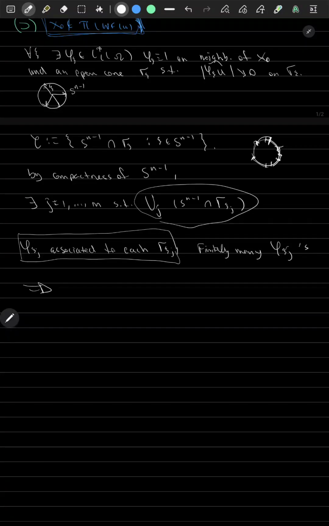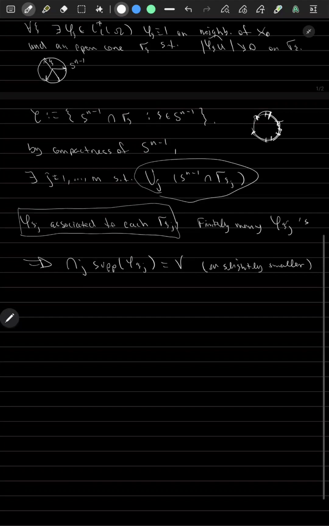this implies that we can take the intersection over all j's of the supports of these phi xi j's, and we'll define that as V, right? So we could actually take something slightly smaller, just to be safe. So we take a little neighborhood around x0 that is contained in the supports of all of these. In fact, better yet, not supports. We don't want this. Oh yeah, we want supports.